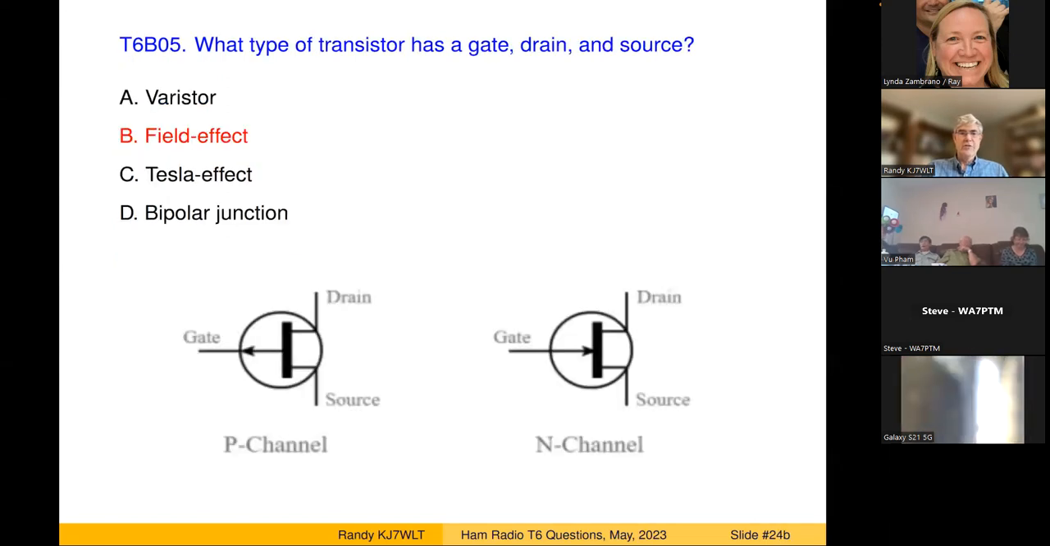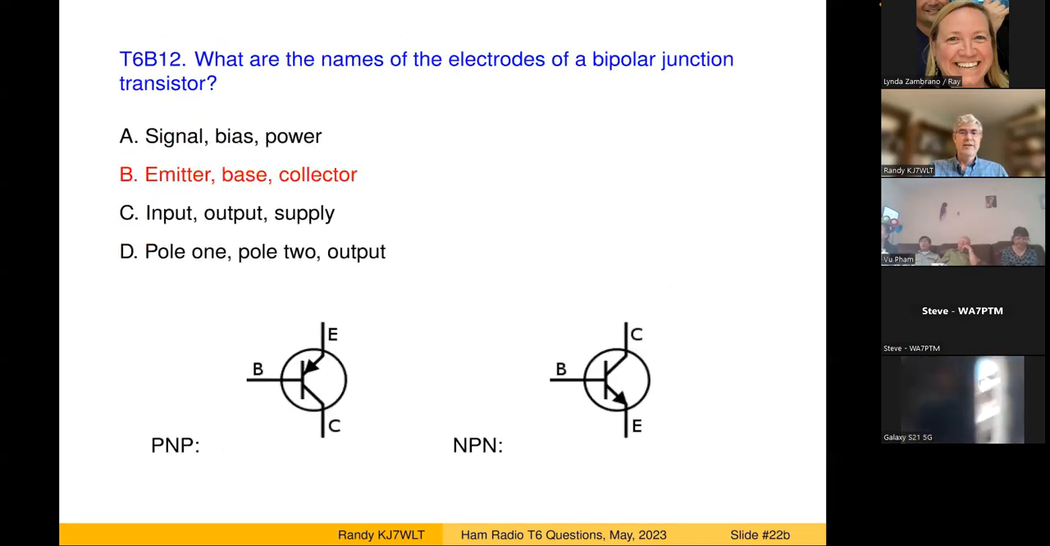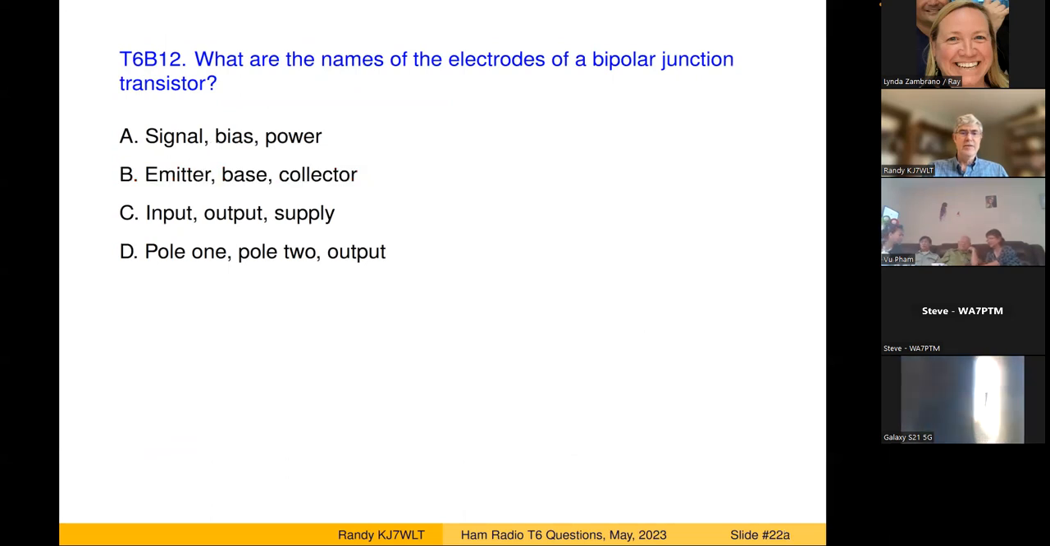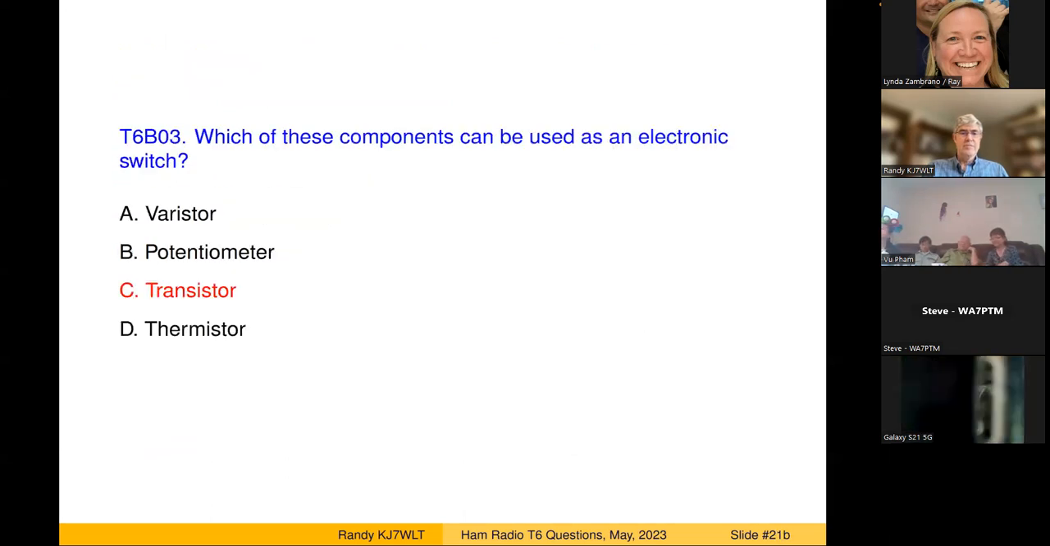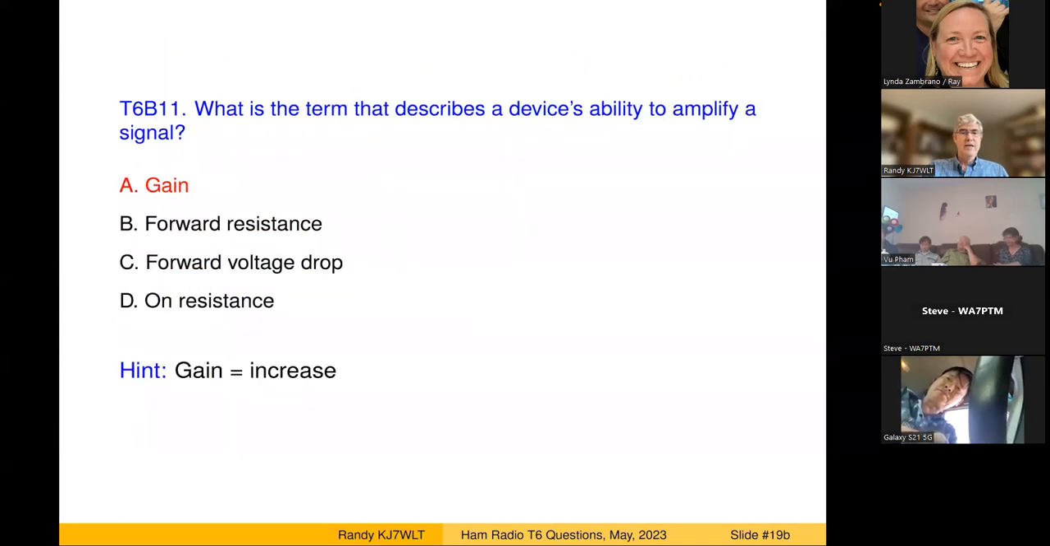Go back and review. So we have a field effect transistor, a couple of questions on that. We had the bipolar junction transistor with the emitter, base, and collector. A transistor can be used as an electronic switch. It can also be used to provide power gain. And gain is the device's ability to amplify a signal.